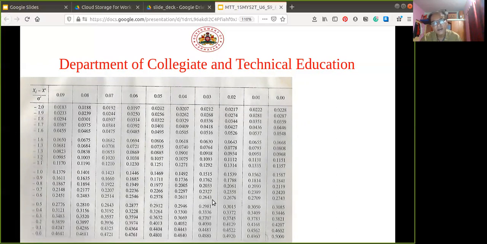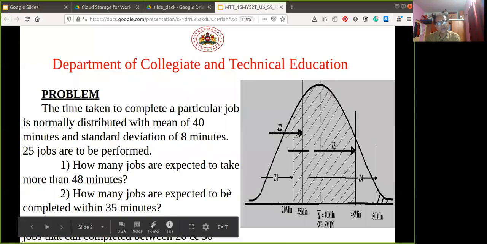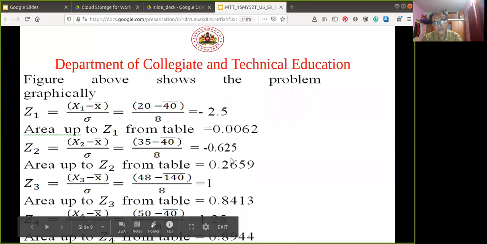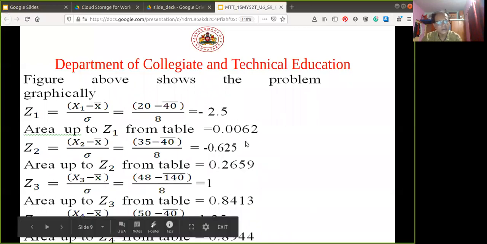You can go for 0.2643, or you can go for 0.2656. So you can see in the problem, 0.6259. So the area up to Z2 is equal to this much area.